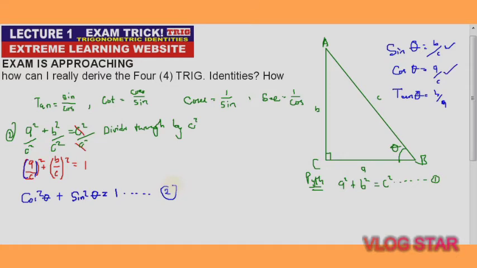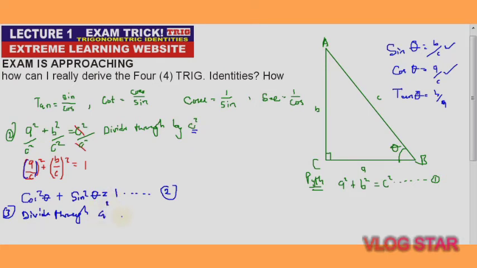So let's go on to finding the number 3, the third trig identity. Now let's divide through. Remember the first one, we divided through by c squared. Now we're going to divide through by a squared.